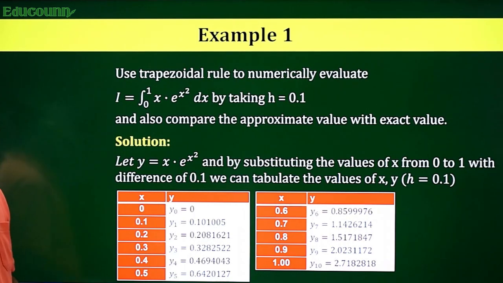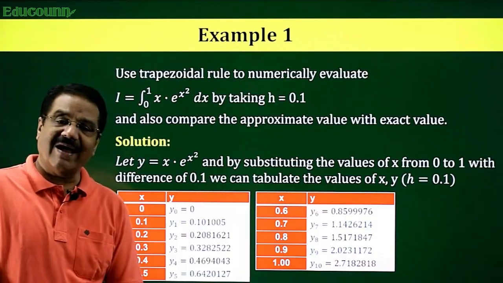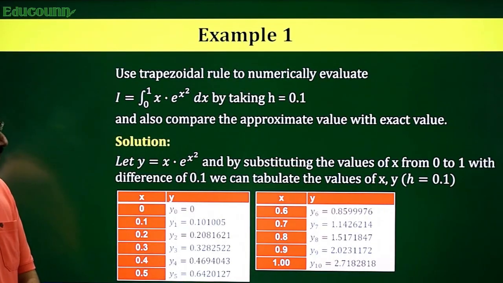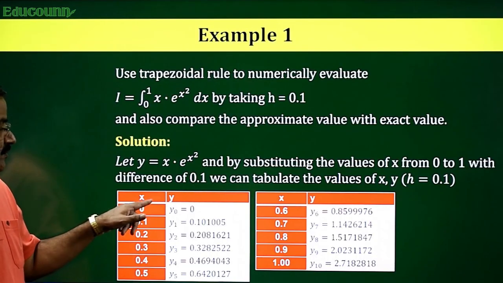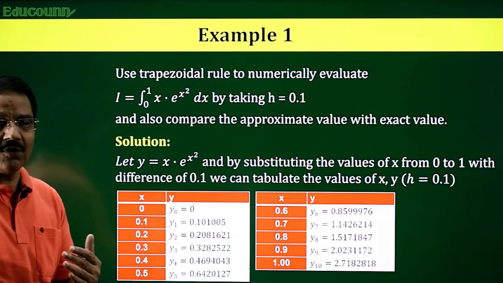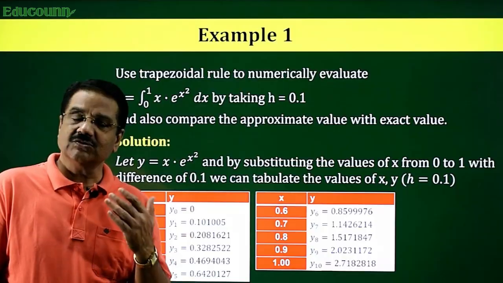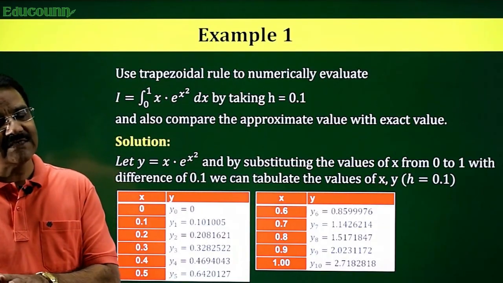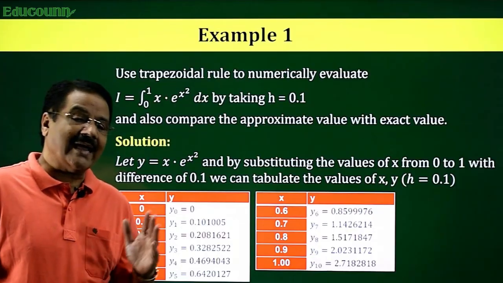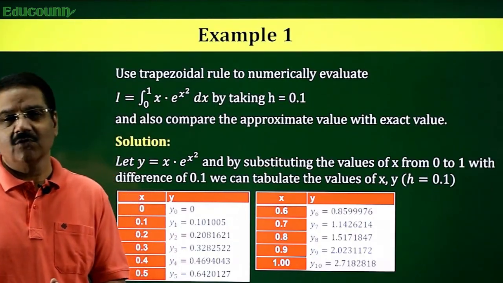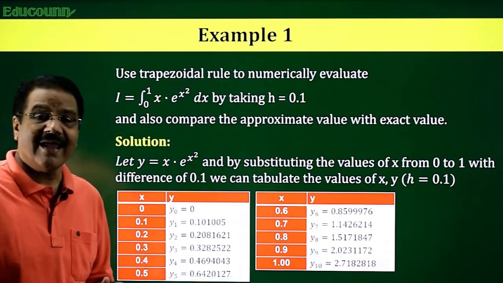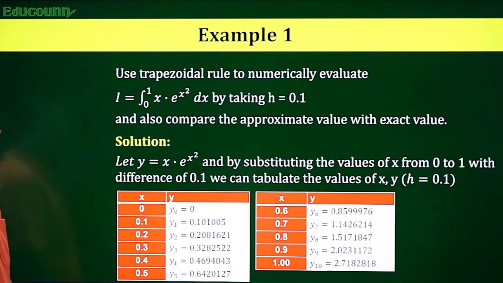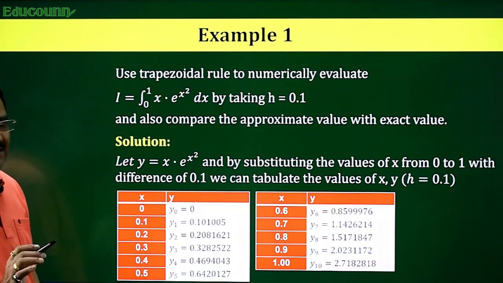Now we can see that the total values of y are 10. In short, what is the total number of readings? As we see, readings start from y0 and end at y10, meaning the total number of readings is 11. And if the total number of readings is 11, we cannot apply Simpson's 1/3 rule as well as Simpson's 3/8 rule, and that's why the question is given only for using the trapezoidal rule.